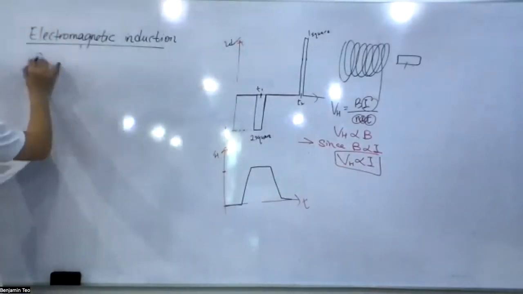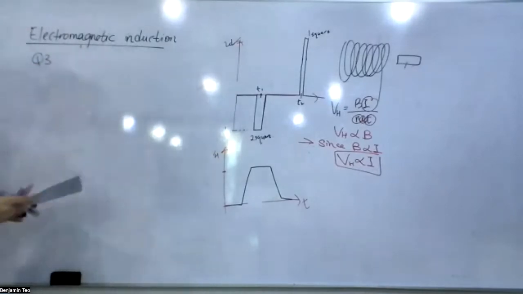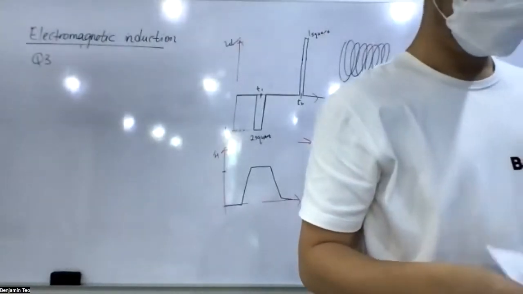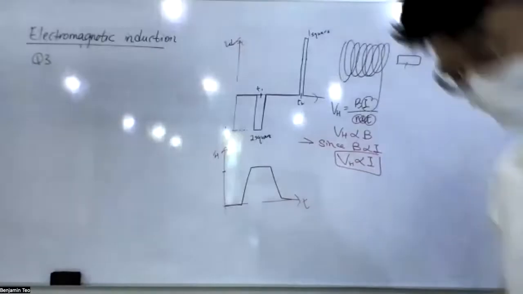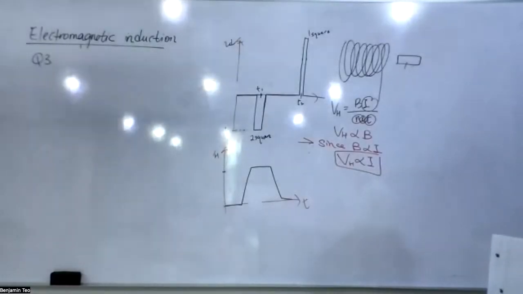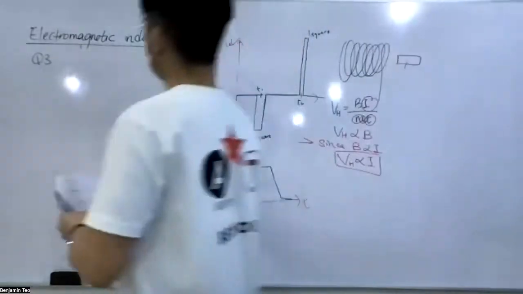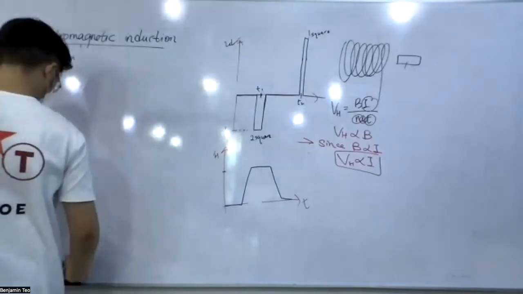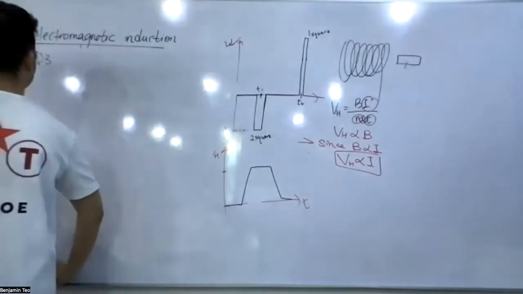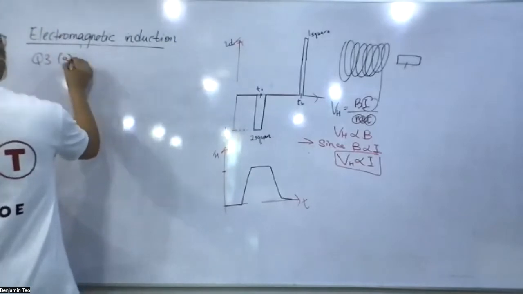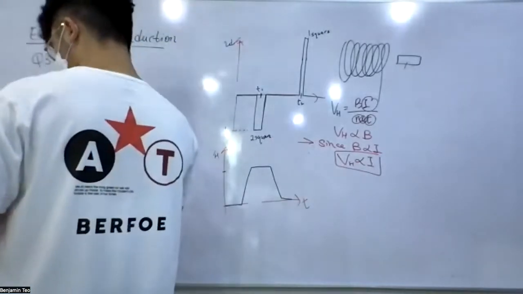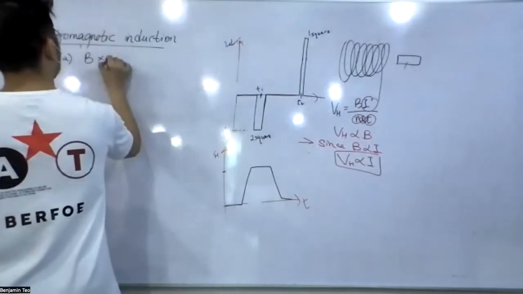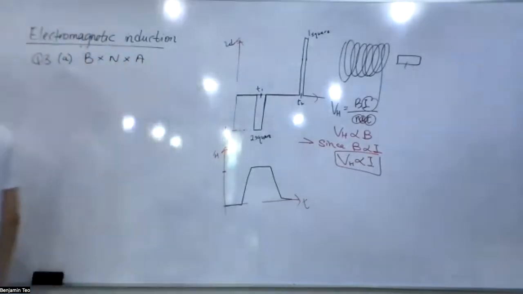Okay, question 3. Magnetic flux linkage, all right? You can just give the formula. Flux: the product of B and A.